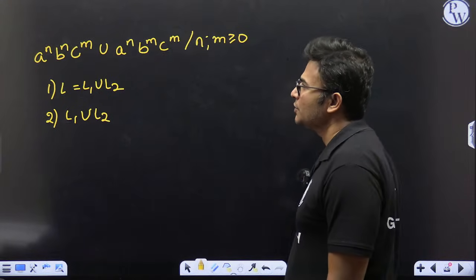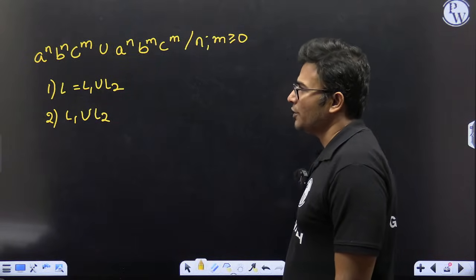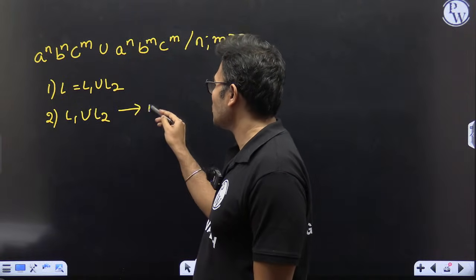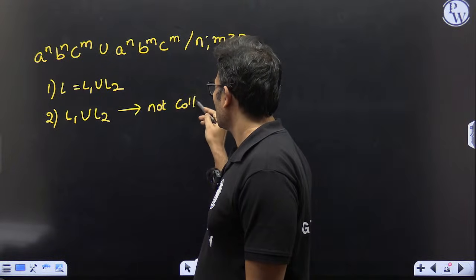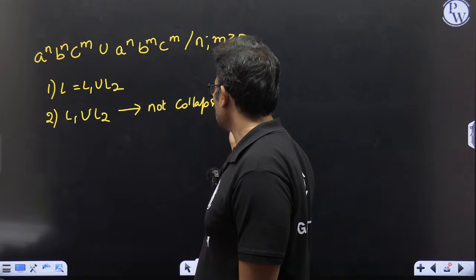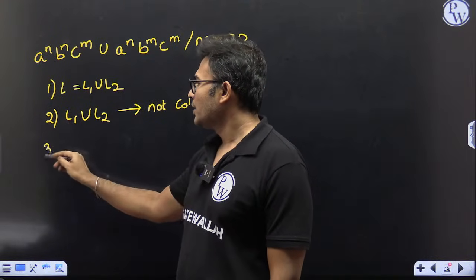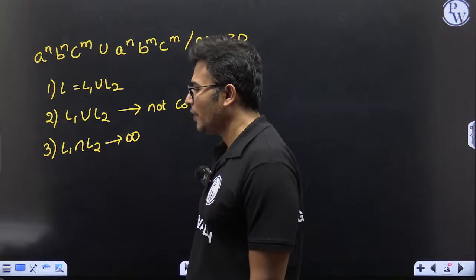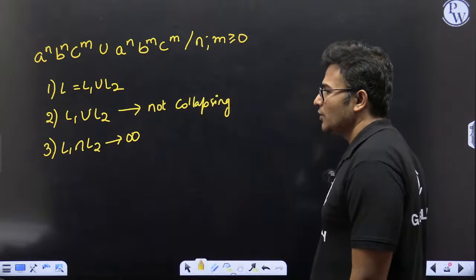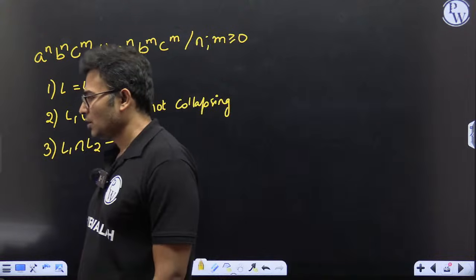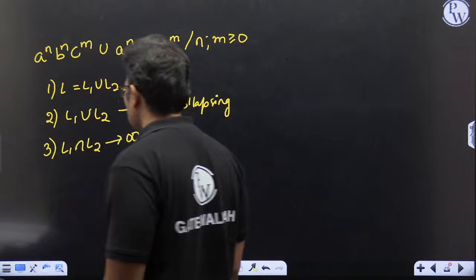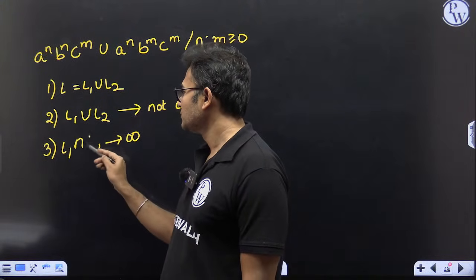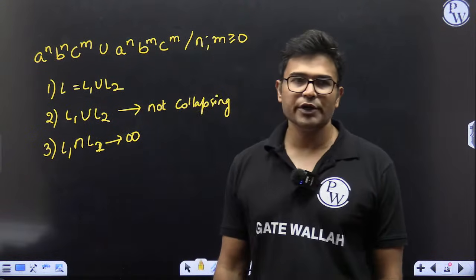In one language A's and B's are equal. In the other language B's and C's are equal. You cannot write it as a single language, right? So L1 union L2 is not collapsing. Now what is the third rule? L1 intersection L2 should be infinite, right? So what is L1 intersection L2 here?